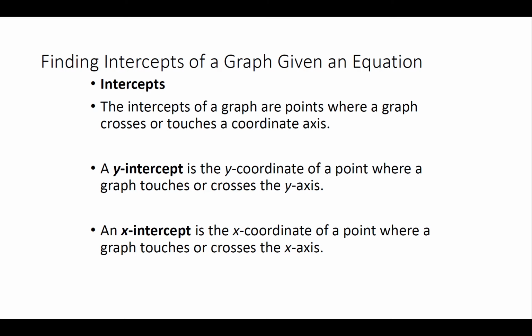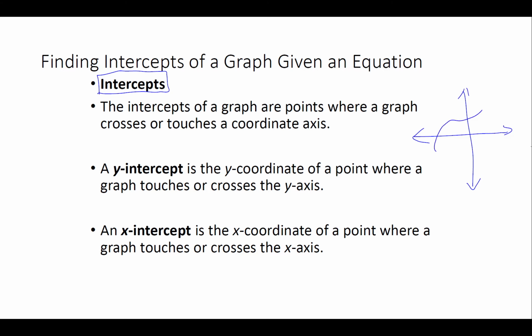While we try to plot the graph of any function or any equation, there is some very useful information we need to find out. The first thing is intercepts. The intercepts of a graph are points where a graph crosses or touches a coordinate axis. Meaning if you have a graph and that graph crosses these lines, they are called intercepts.